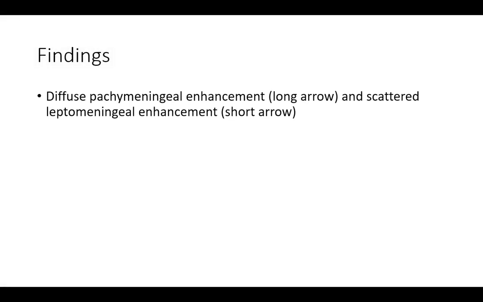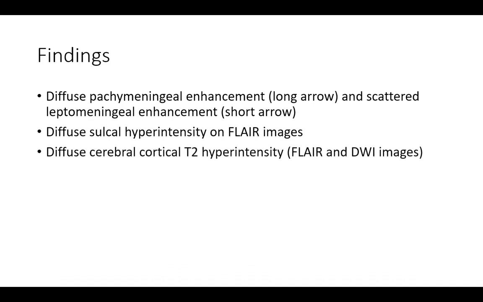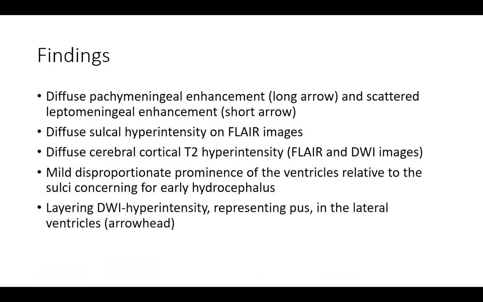There is diffuse pachymeningeal enhancement and some scattered leptomeningeal enhancement. There's also diffuse sulcal hyperintensity on FLAIR images and diffuse cerebral cortical high T2 signal intensity and high signal on FLAIR and diffusion weighted images, with also mild disproportionate prominence of the ventricles relative to the sulci. This is a sign of early hydrocephalus. Also, there is layering of diffusion weighted hyperintensity representing pus in the lateral ventricles.